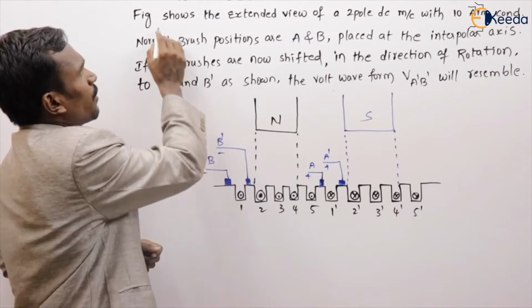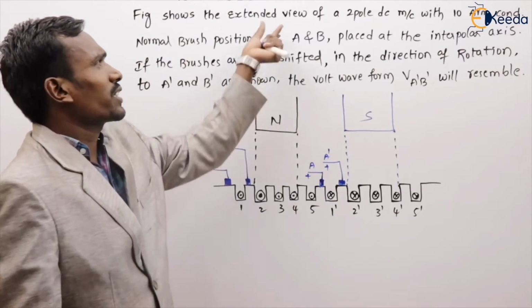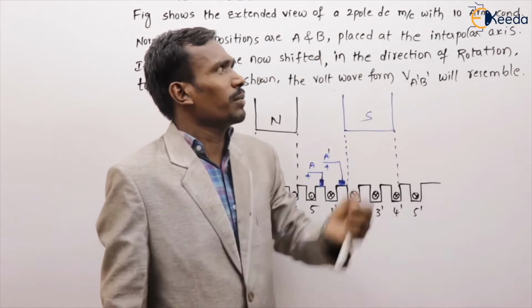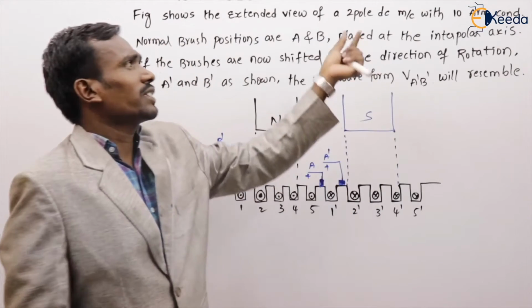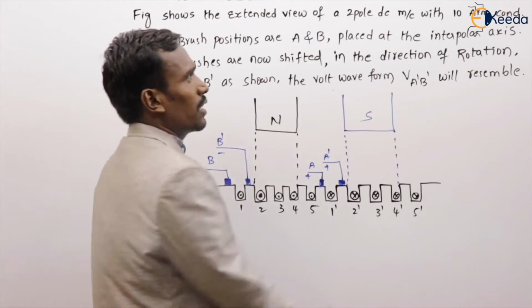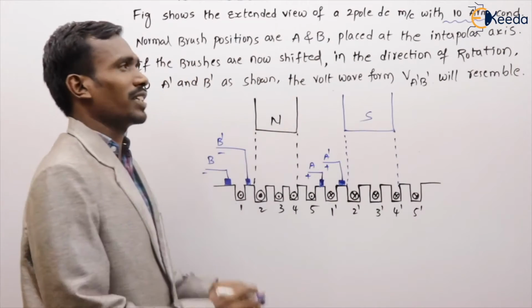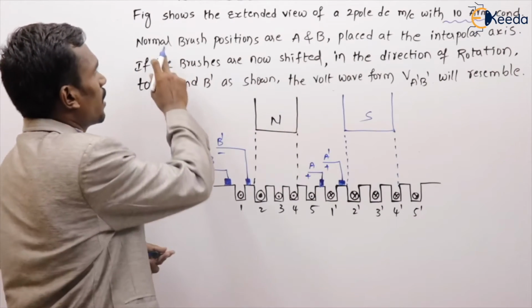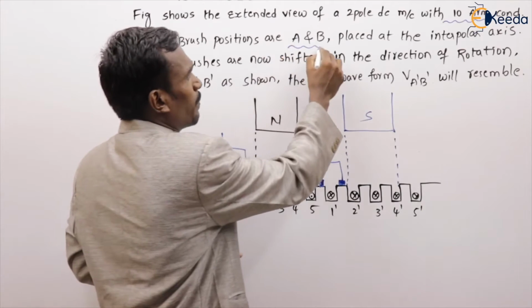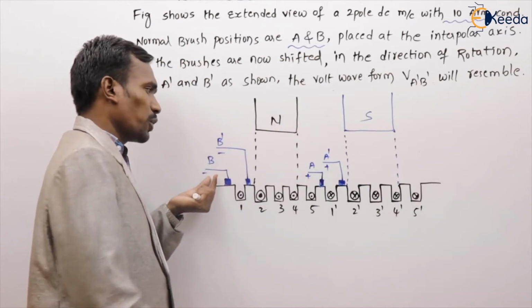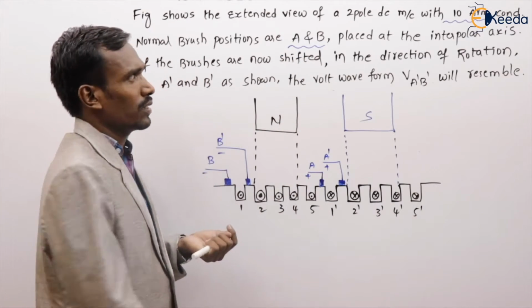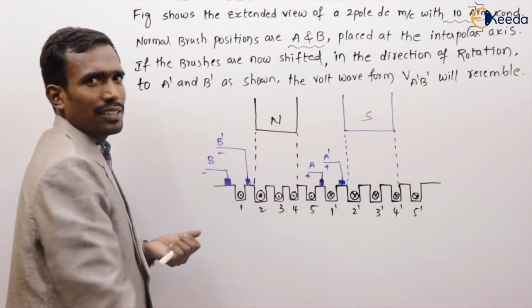Let's see here. The figure shows the extended view of a two-pole DC machine with 10 armature conductors. The normal brush positions A and B are placed at the interpolar axis.